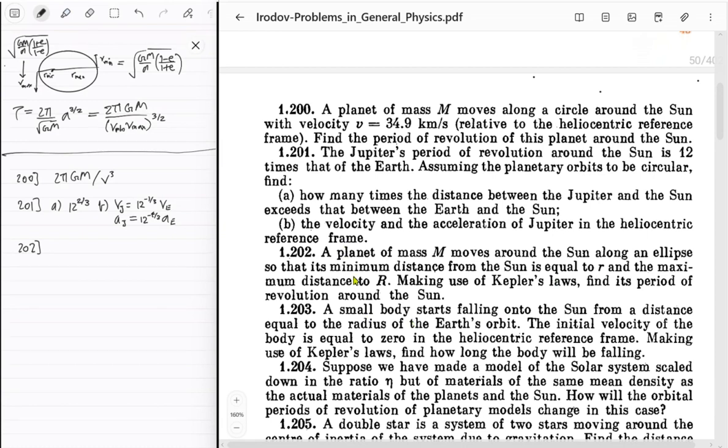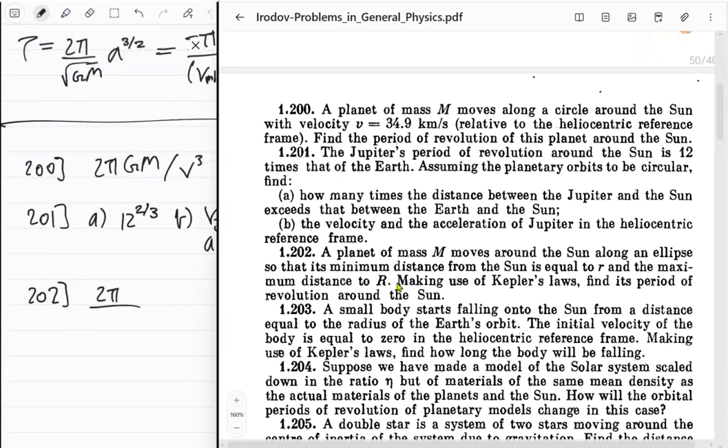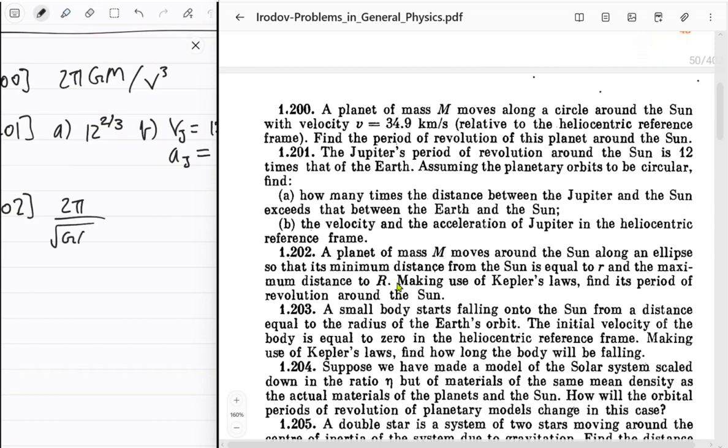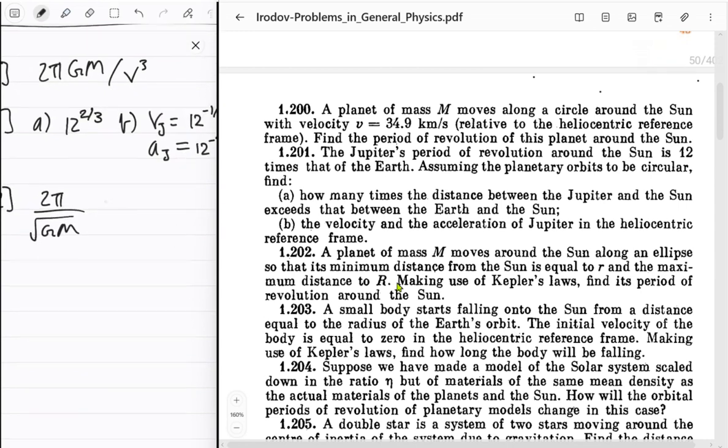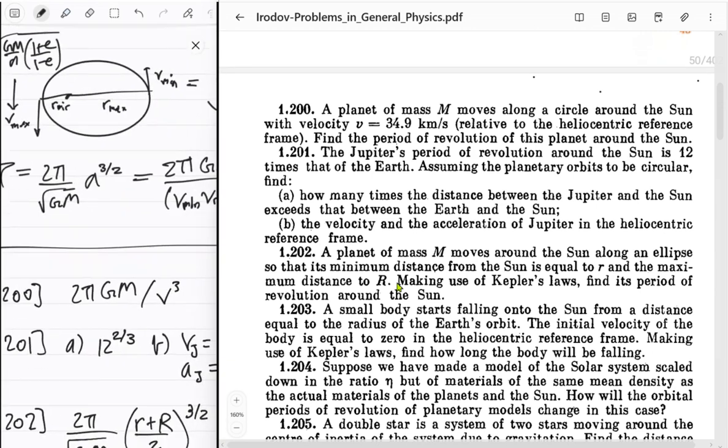There we go. Because this is just A times of 1 minus E. That's just A times of 1 plus E. Add them, you get 2A, upon 2. So this is just equal to 2 pi upon square root of Gm, and then you got r plus R upon 2 to the power of 3 upon 2. That should be doing it. Next question.